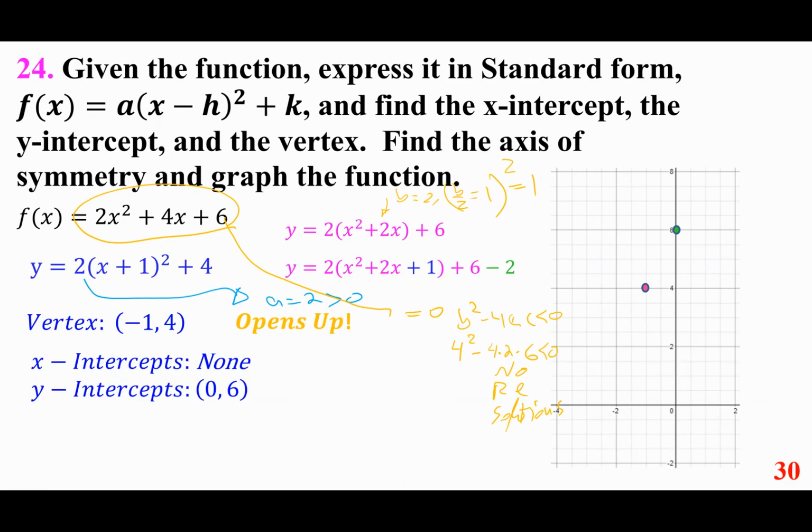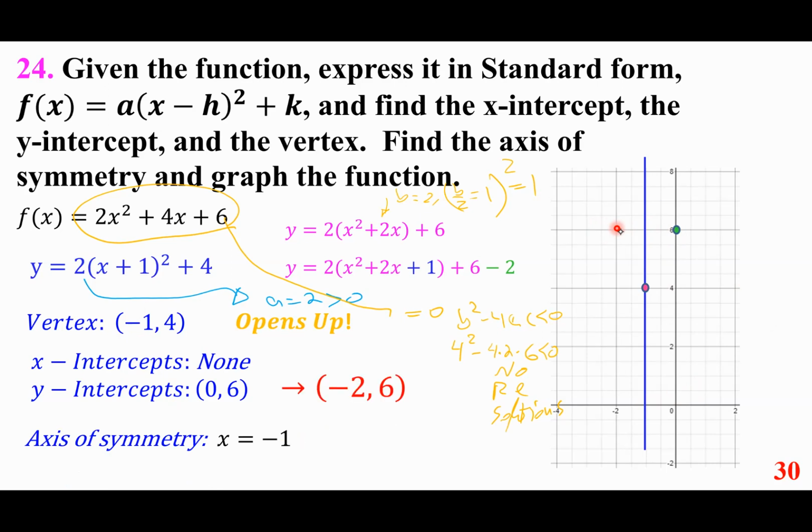Let's go with the axis of symmetry. It happens here, x equals negative 1. And by the axis of symmetry, because this distance is 1 unit, if we go 1 unit to the other side, there is a point here with coordinates negative 2, 6. Okay, and now it opens up. We can graph it. So it's easy to do it that way.